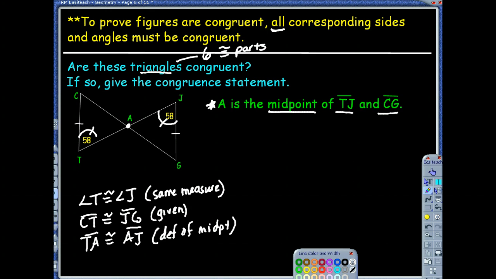And then if A is the midpoint of CG, then I know it's dividing that segment into 2 congruent parts. So CA would be congruent to AG. That's another definition of midpoint, the same reason here. Now I've got all 3 of my segments marked, but I only have 1 set of angles. Looking at the picture, I noticed that I've got some vertical angles. We know that vertical angles are congruent.